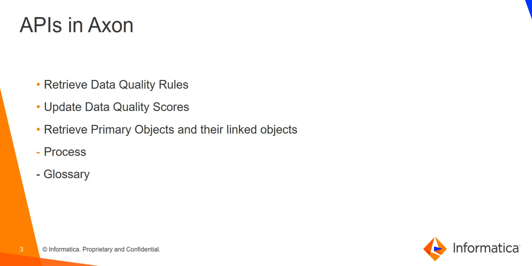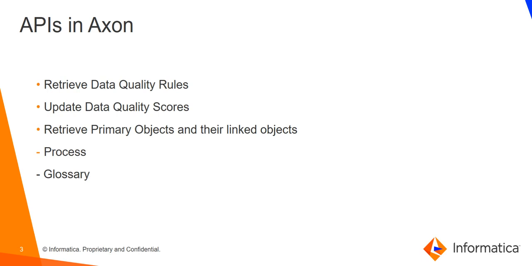So, we can retrieve DQ rules from Axon. Whatever DQ rules are present currently in your Axon instance, you can retrieve all of them. Then the second thing is you can update DQ rules score. There are basically three methods to upload these scores for the DQ rules present in Axon. The first way is to upload the scores manually. Secondly, if your Axon is integrated with IDQ, then it will fetch the reports from IDQ. Or the third option is to make use of REST API calls. By using REST API calls, you can upload the scores for a particular DQ rule.